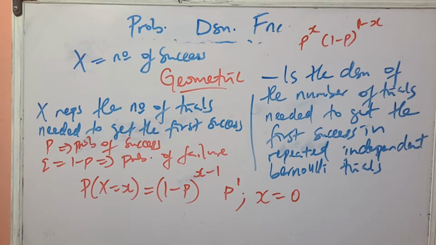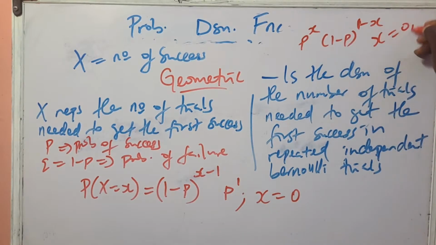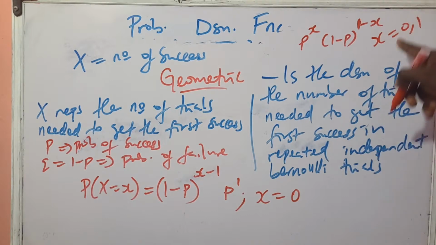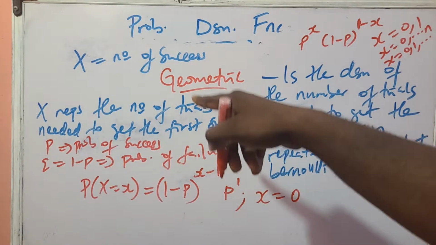Don't forget, when we're dealing with Bernoulli, we said X was 0 and 1. That means, don't forget, X here represented number of success. When we're dealing with binomial, X was representing number of success here. We said X was between 0 to n. When we're dealing with Poisson, we said X was 0, 1, and so on. We don't know the n because in this case, we don't have number of trials. But in this case now, our X represents number of trials.